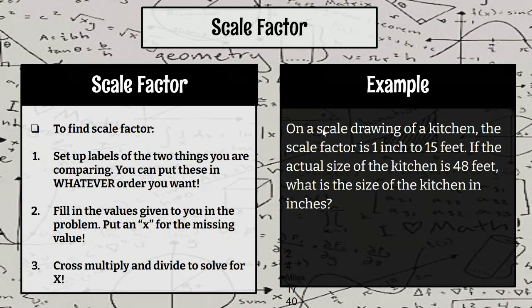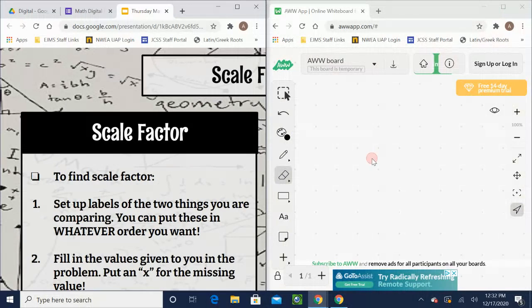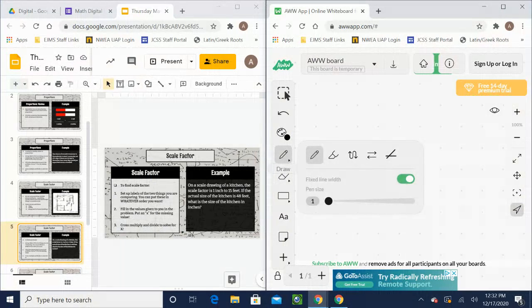On a scale drawing of a kitchen, the scale factor is 1 inch to 15 feet. If the actual size of the kitchen is 48 feet, what is the size of the kitchen in inches? So looking back at my steps, first thing is setting up my labels. And remember, labels are attached to the numbers. So I see 1 inch and 15 feet. Well, that tells me I'm going to be comparing inches and feet.